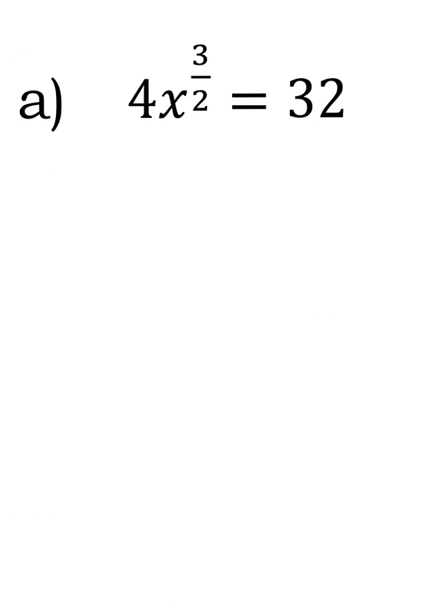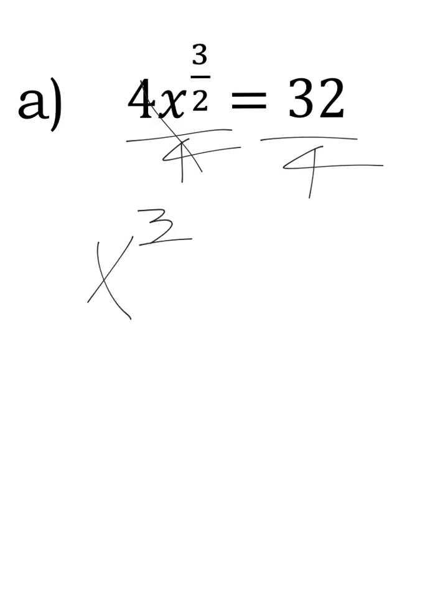So here I'm going to solve an equation with a rational exponent. On A, I have 4x to the 3/2 equals 32. So that 3/2 is only being applied to the x, not the 4. That means the first step is rather simple. You can just divide out the 4. And so you have x to the 3/2 equals 8.